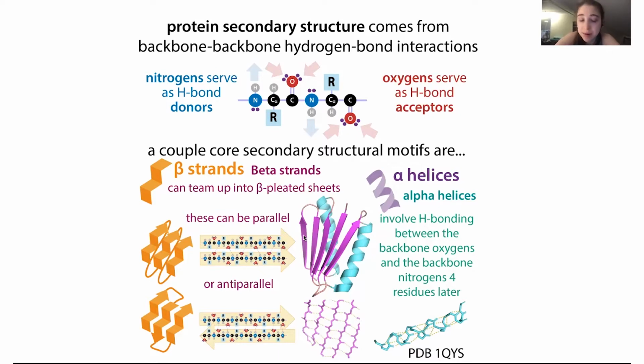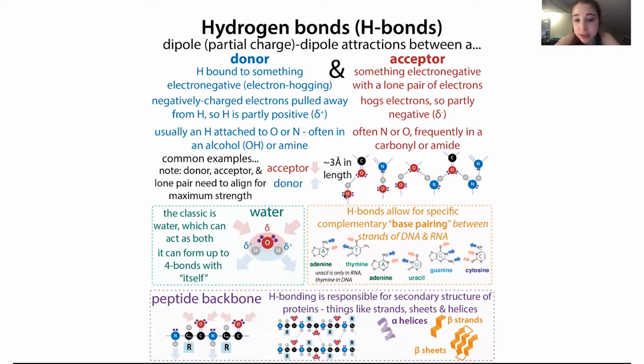But it's not just the backbone that can form hydrogen bonds. Remember, for a hydrogen bond you just need to satisfy this: you have a donor, so a hydrogen on an electronegative atom like an oxygen or a nitrogen, and then an acceptor, something electronegative with a lone pair of electrons, like an oxygen or a nitrogen. So anywhere you have one of these, you have the opportunity for hydrogen bonding.